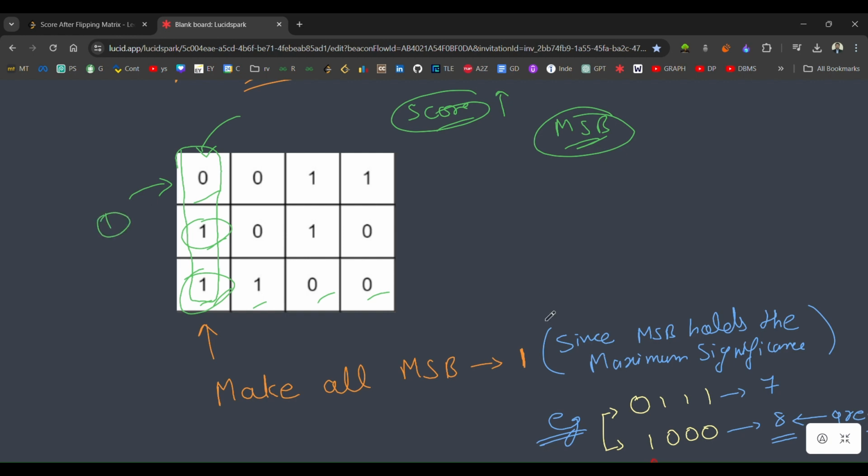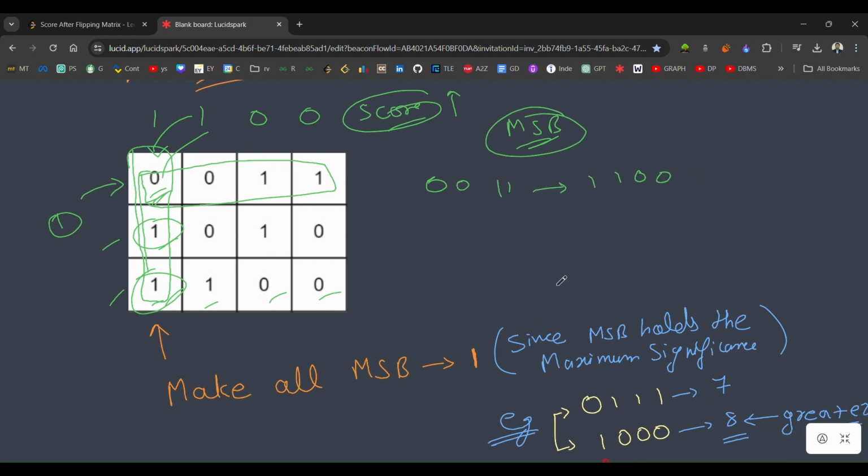But in the question, it is mentioned that if we have to convert it into 1, either we can pick the row and then toggle it, or we can pick the column and then toggle it, right? So I'm not going to pick the column. Why? Because if I pick the column, these values also will be changing. So I'm going to pick this row and toggle them. After toggling, they will be something like 1 1 0 0, right? So I'm just changing this 0 0 1 1 to 1 1 0 0.